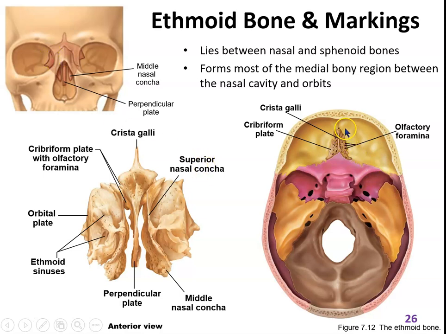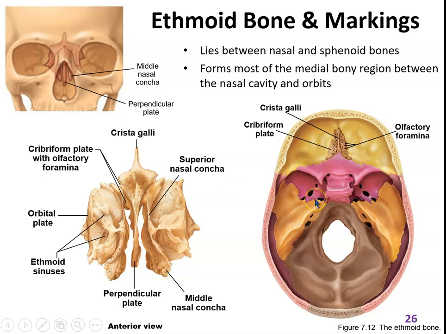It also has the crista galli and the olfactory foramina. Foramina means lots of holes. The olfactory foramina are the holes that your olfactory nerves pass through and give you your sense of smell. So everything we see right here, we're looking at the inside of the cranium. So the brain would be occupying all this space right here, and this space, and this space. But if you go through these holes, you end up in the nasal cavity.